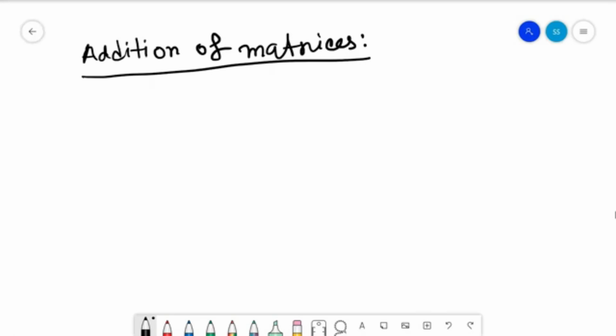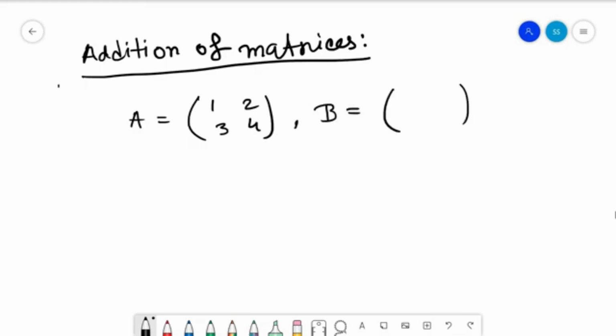Hello everyone, and today we are going to talk about addition of matrices. Let's take a matrix called A, and let's say I denote these entries like this, that is 1, 2, 3 and 4. And let's take another matrix of the same order, and let's denote the matrix elements as 0, 1, 1 and 0. So I want to evaluate what is A plus B.